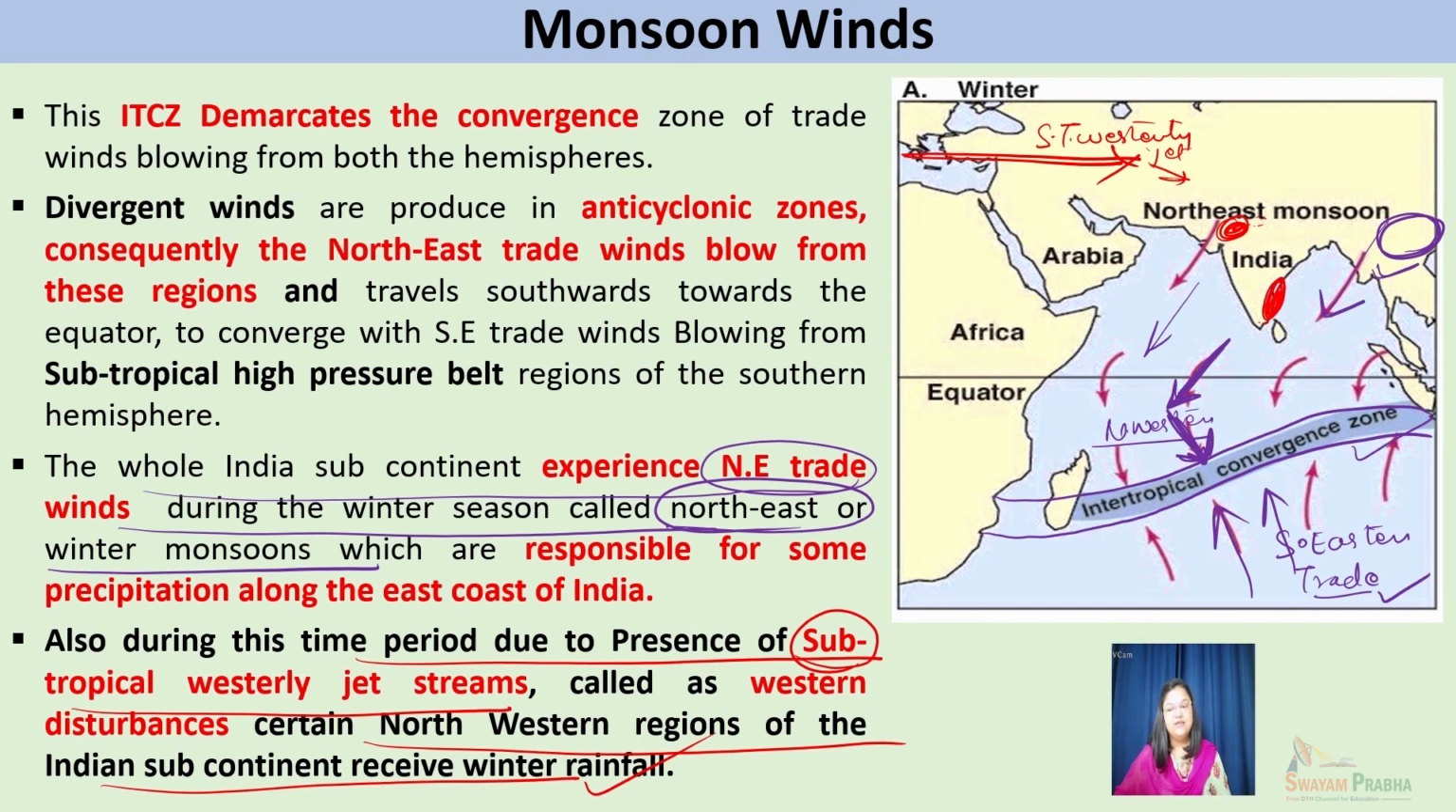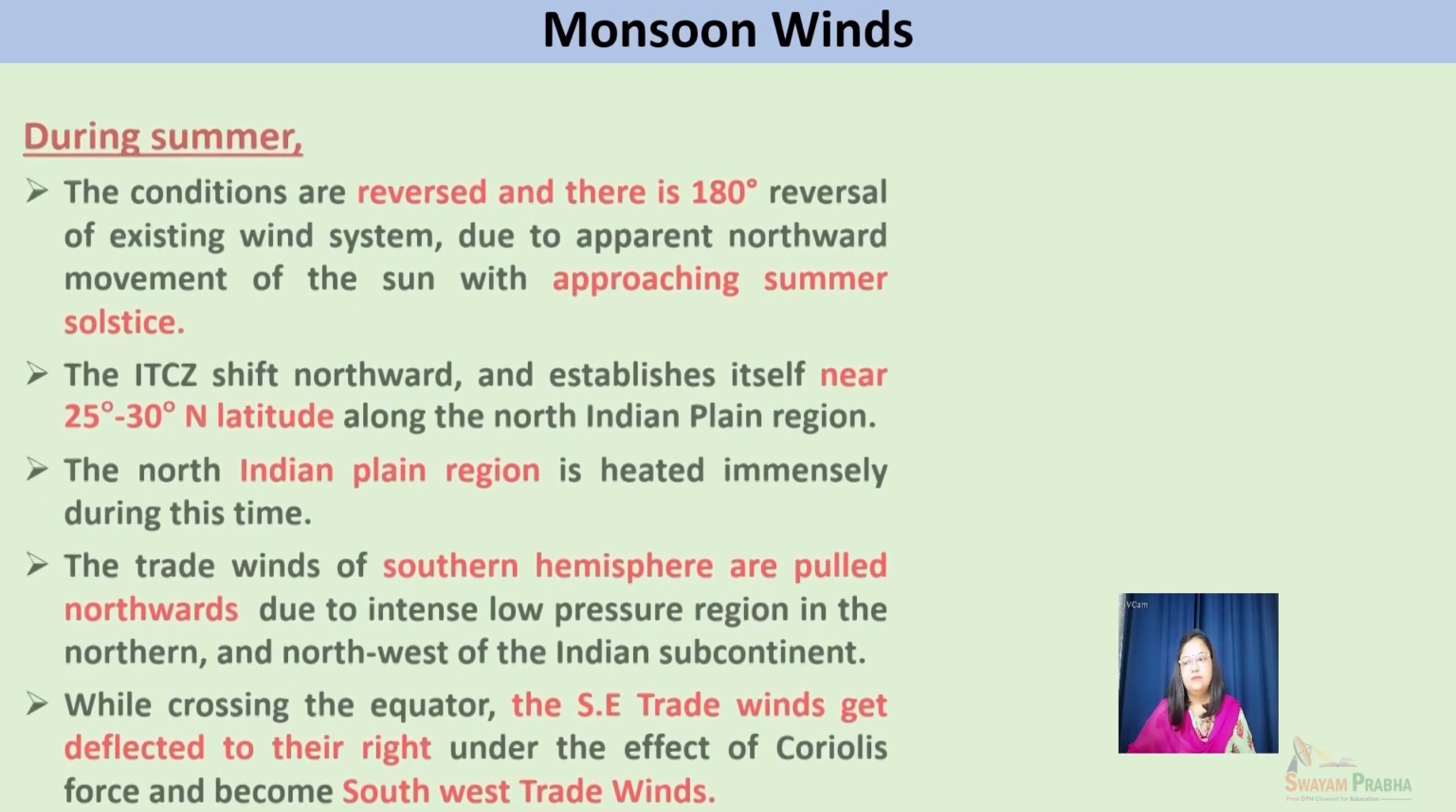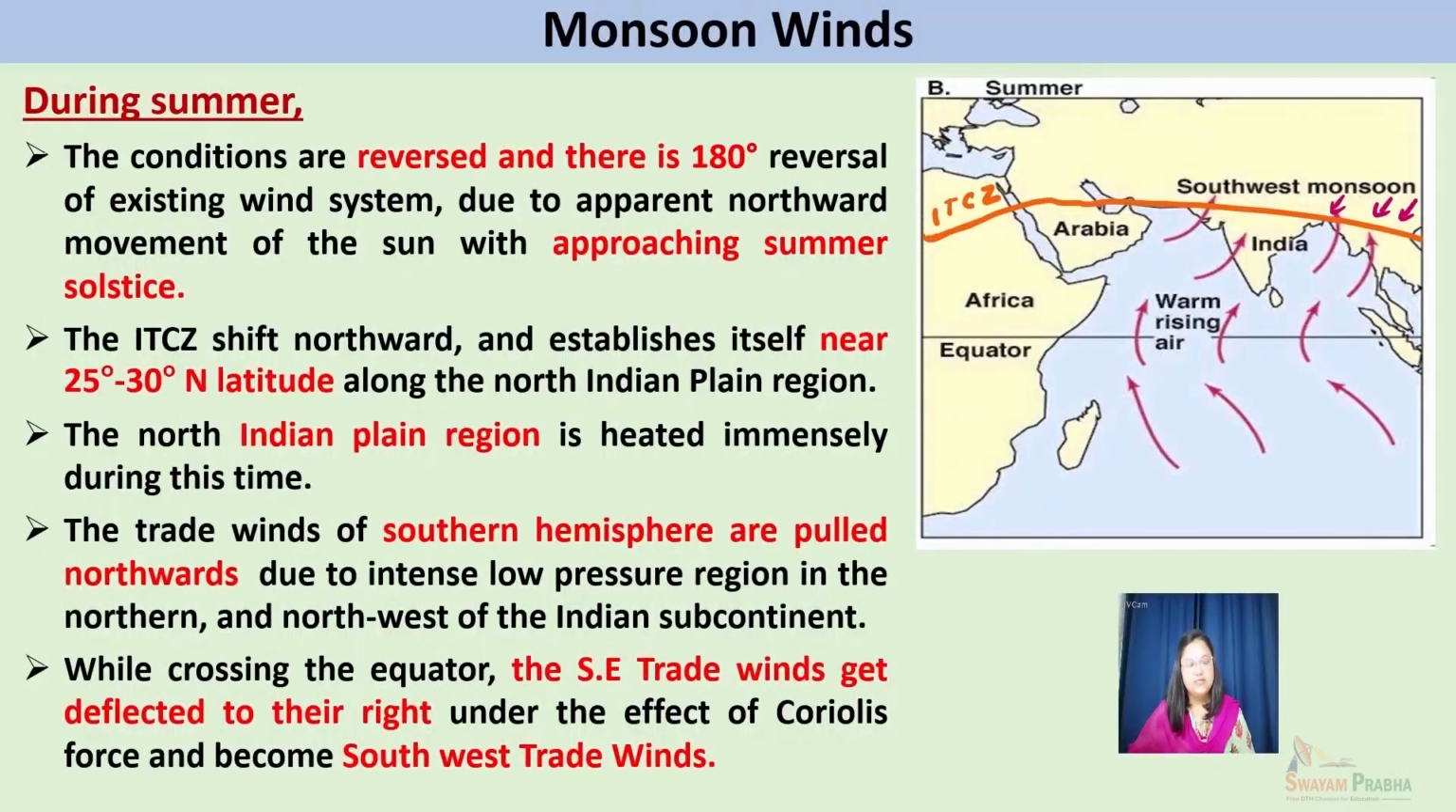One of the most significant things to note here is that the direction of the existing trade winds is from northeast to southwest. This is the actual direction of the monsoon winds during the winter season. Now, what happens during the summer season? There is a total reversal in the direction of winds.